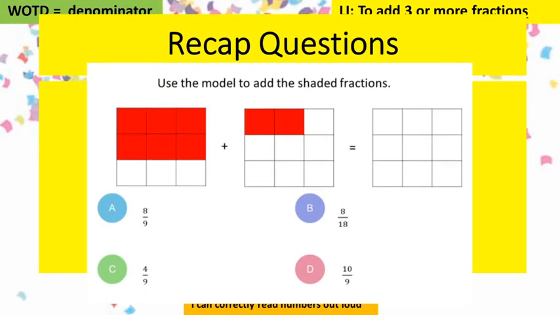Okay, so we have a question here. It says, use the model to add the shaded fractions. So you need to figure out what these represent. So how many parts out of the total number of parts are shaded added to this? What do you think the answer is? Do you think it is A, 8/9, B, 8/18, C, 4/9, or D, 10/9? So pause the video, have a quick go at that and restart it when you have your answer.